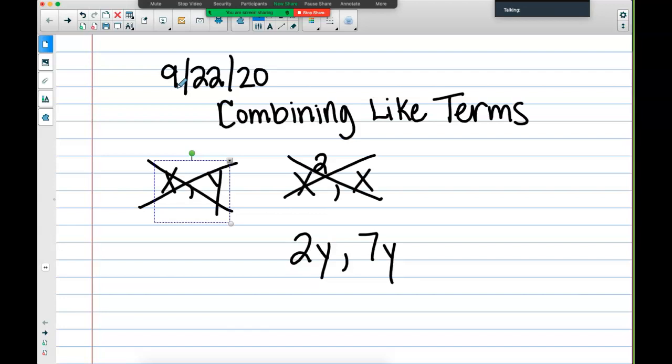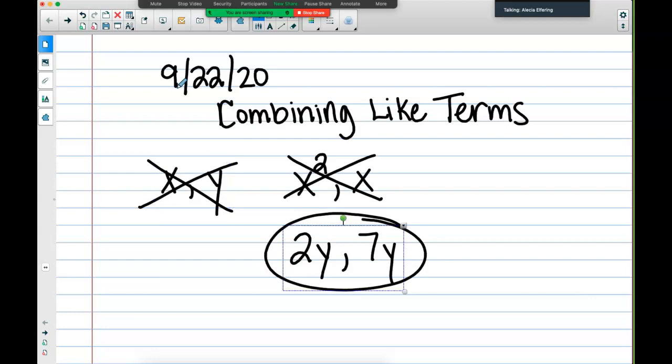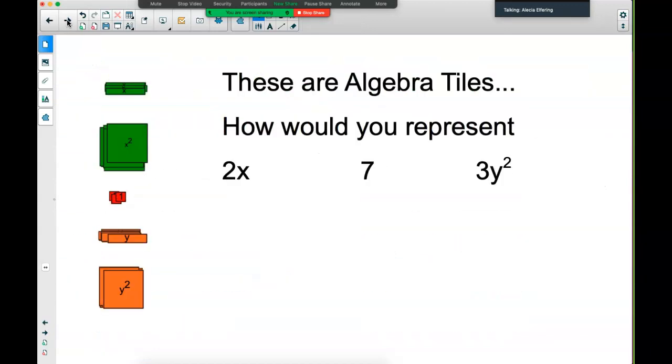I think some of you are nodding your head yes, because they both have the same letter. So they are like terms, because remember, in order to be like terms, they have to have the same letter with the same exponent. Does the number in front matter? No, not at all. Okay? So today, I'm going to skip this one. We're going to use what I call algebra tiles. Okay? And it's going to make this really easy.